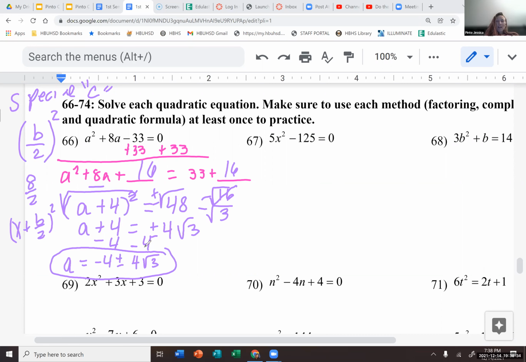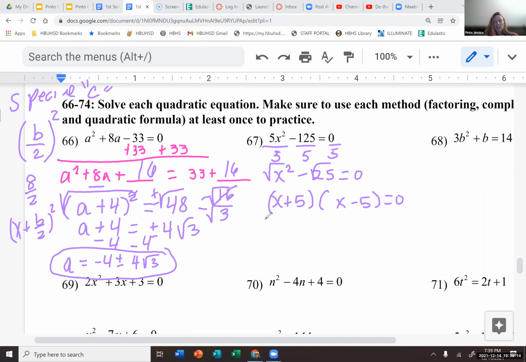Great. On 67, I see a GCF of 5. So I'm going to divide the entire equation by 5. I can do that with a number. I don't want to do that with a variable because then I'll lose one of the answers. So that's going to be x squared minus 25 equals 0. And this is the super fun factoring of x plus, x minus, and don't forget to take the square root.